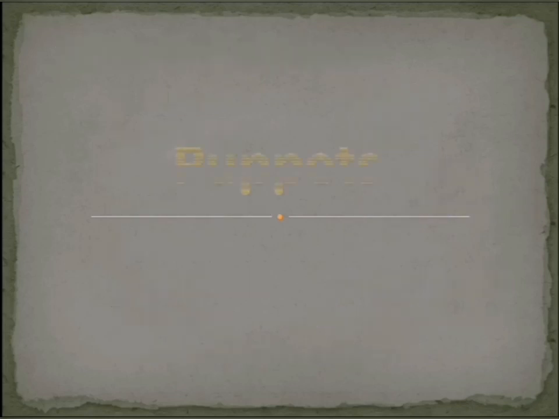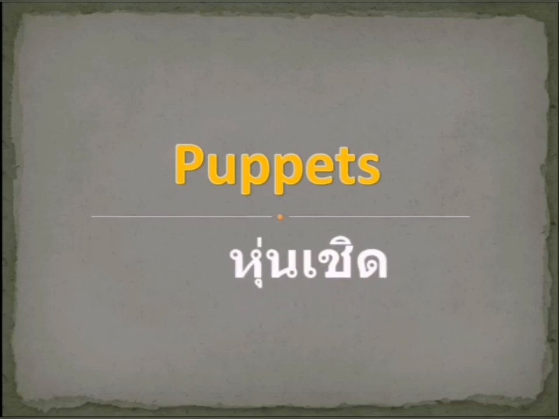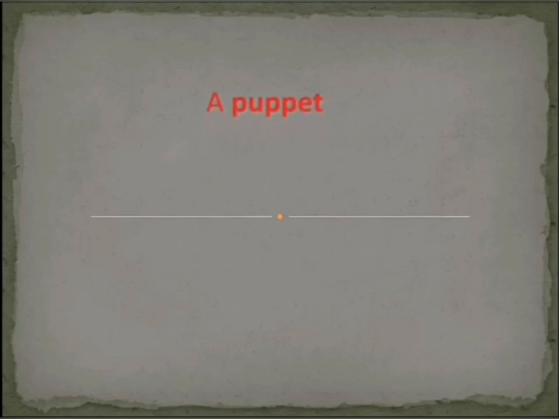Okay, now let's proceed to our lesson. I will be showing you words and meanings as well as examples of those words. For our first word, we have the word puppets. Again, puppets in Thai means? Okay, now let's define what is a puppet.